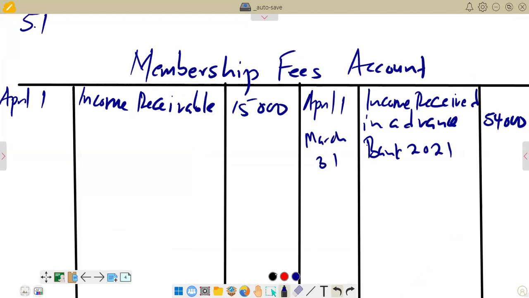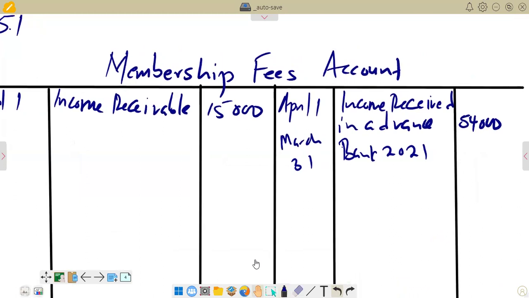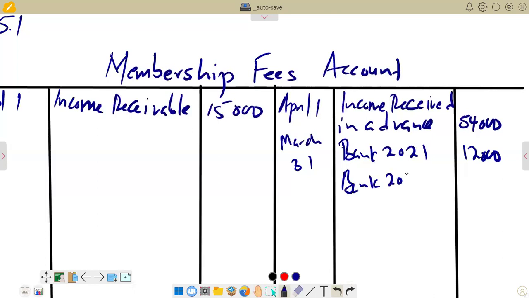For 2021, we can just take note of the amount. For 2021, we have 12,000. And also we say bank for the following year, which is 2022, we have got 282,000. And also if we go to 2023, we have 30,000. So this is what we have according to money received for membership fees during the year.